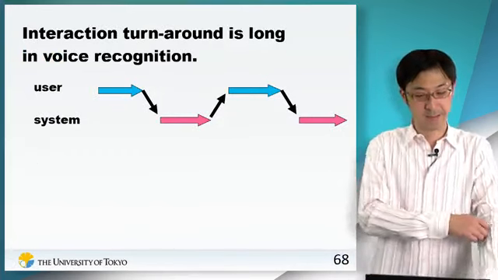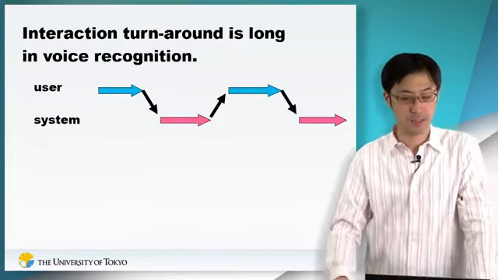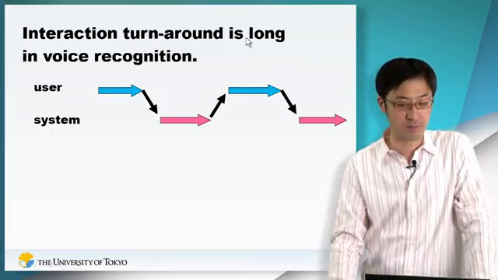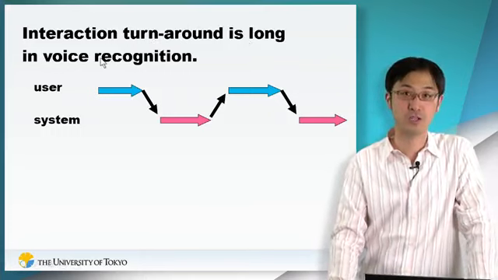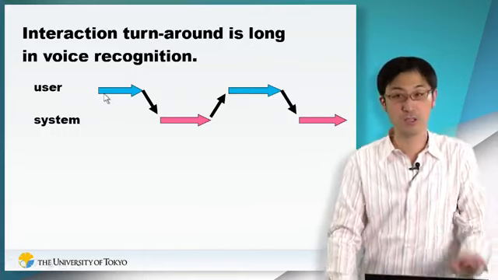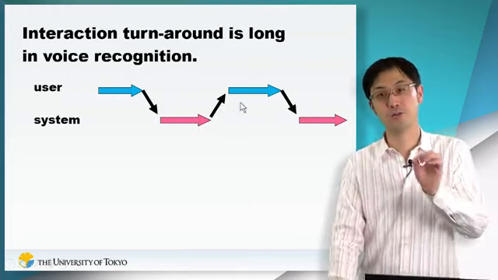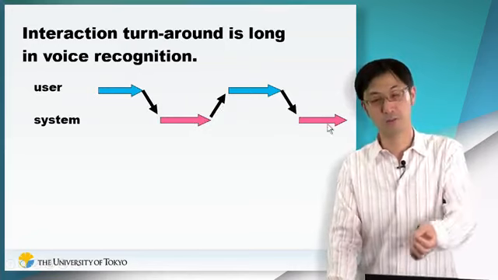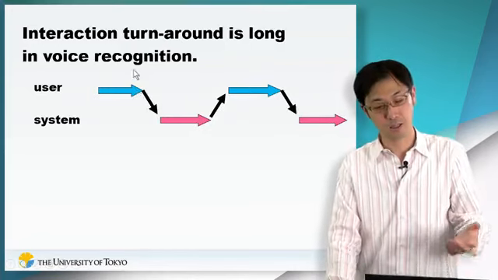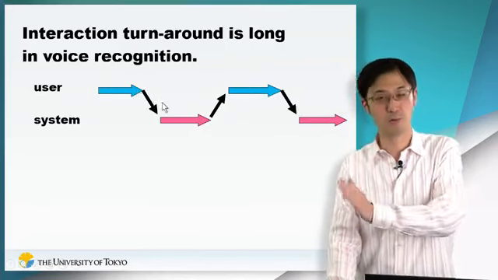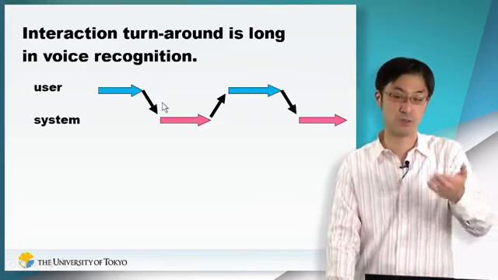And here is the concept. Interaction turnaround is very long in traditional voice or speech recognition. You say something, and then the computer tries to understand it, and then you say something, and then the system tries to do something. This is very time consuming, and it's very discontinuous.